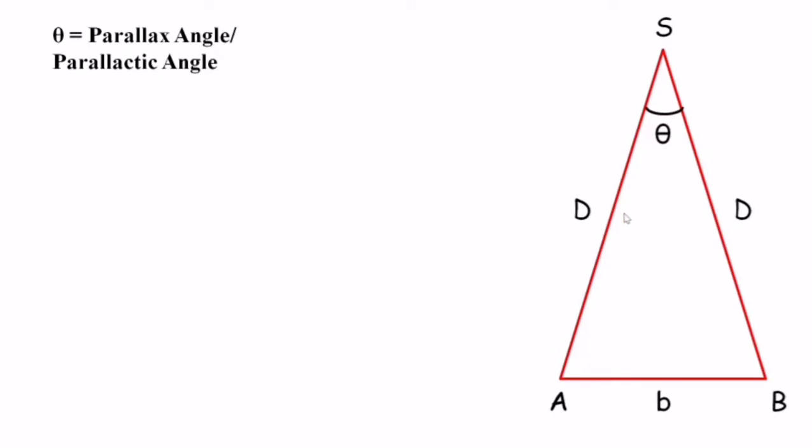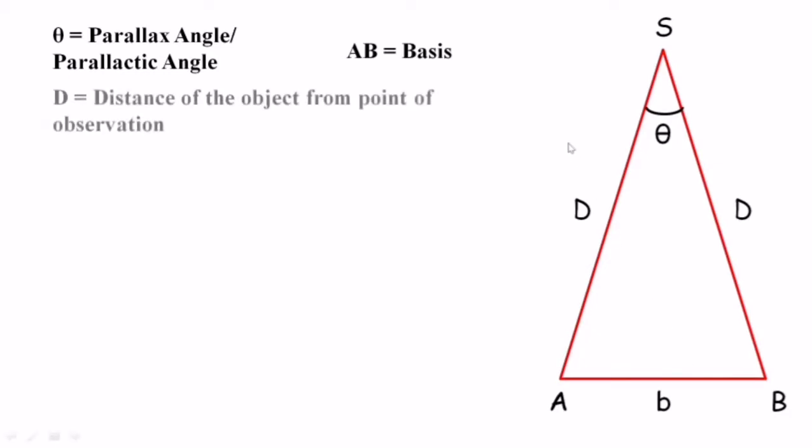The second thing we need is the distance between these 2 points A and B, and this distance is called basis. So parallax angle and basis are the two things that you need. When you have these two things, you can easily find out the distance D, which is the required length. Now to do that, you also need to fulfill two conditions.